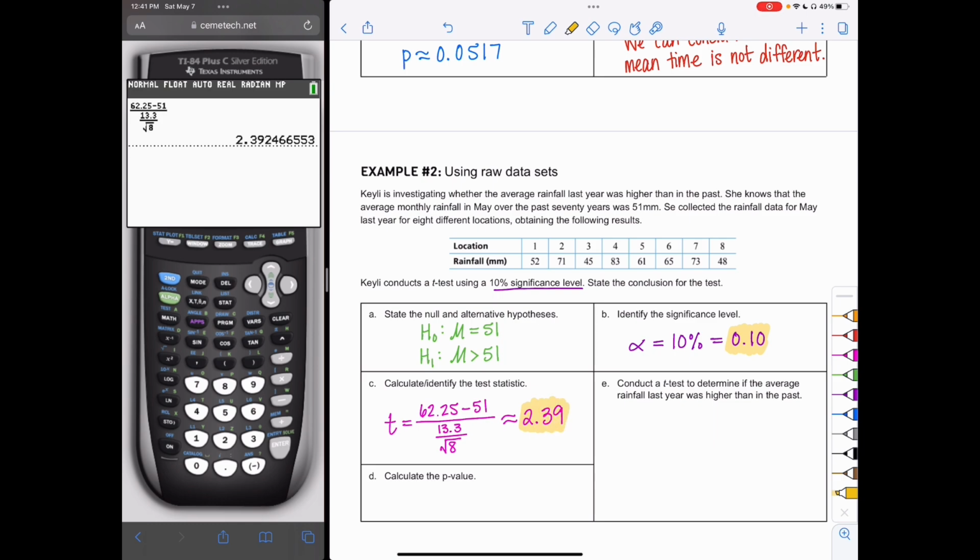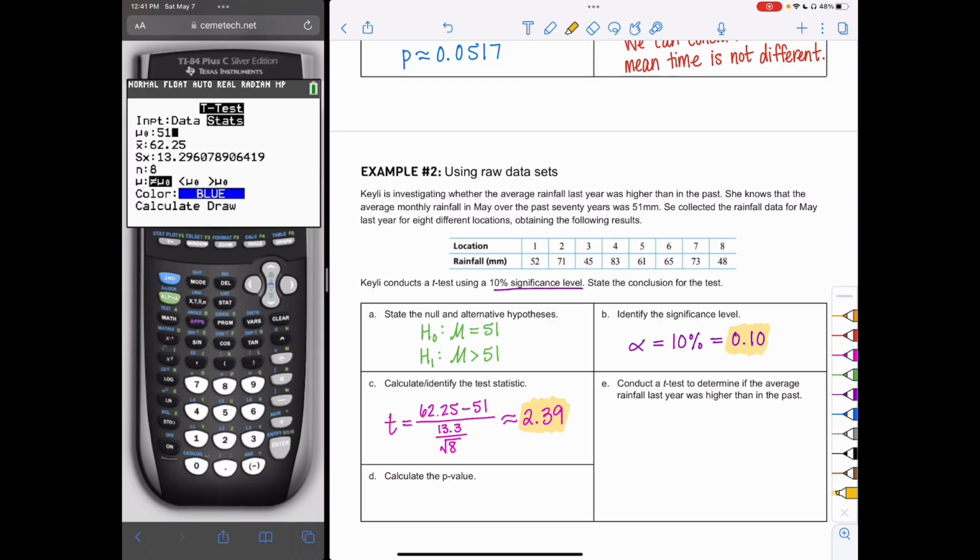So now we can calculate our p-value by running the test. So we're going to press stat, we're going to go over to test, and then we're going to go to t-test. Now I'm going to show you how to run this t-test using the data and using the statistics. So we're going to do the statistics first because we've already done that. As you can see here, when we press stats, it says mu sub 0. We already know that our mu sub 0 is our population mean. So that should be 51 here.